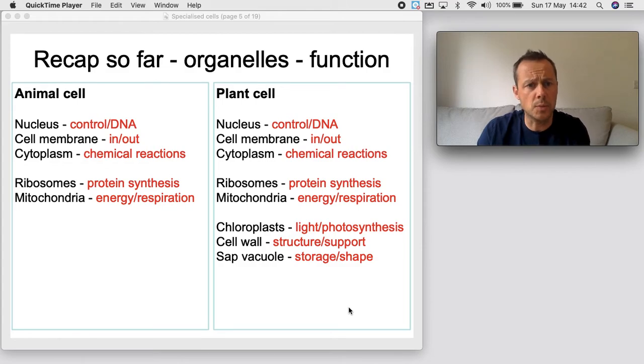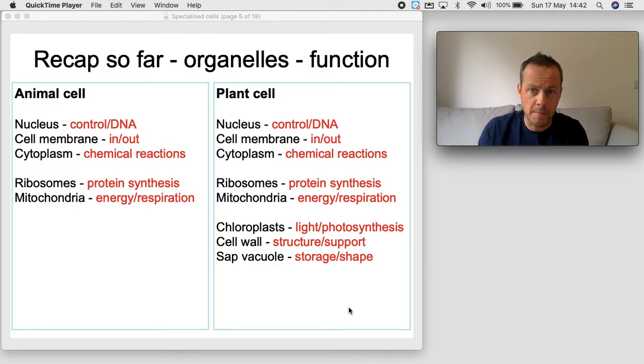The next one's the ribosomes. The ribosomes are where proteins are made. So these are needed in animal cells and in plant cells. So ribosomes, key word is protein. If you remember the word protein, synthesis just means to make. So you could say proteins are made here. But if you can remember the word synthesis, that's even better.